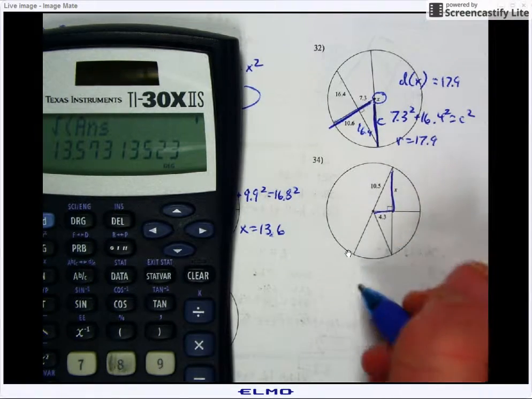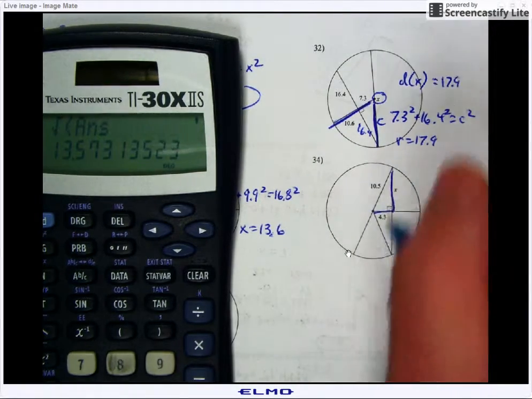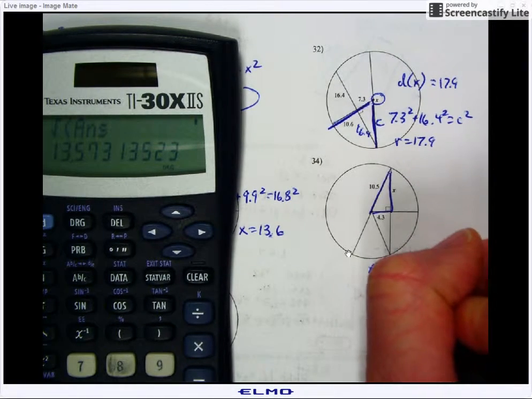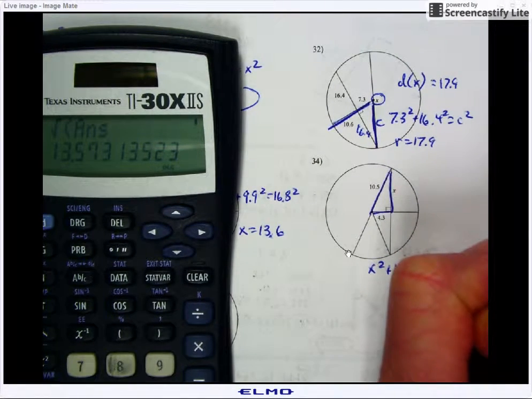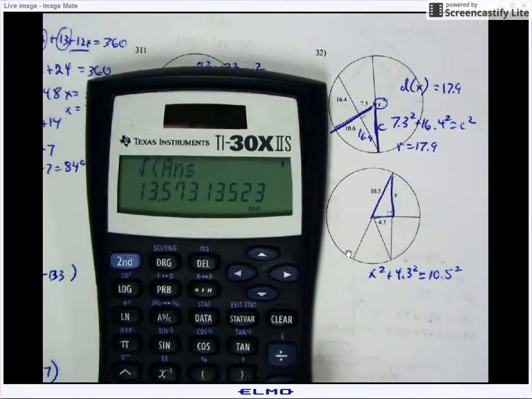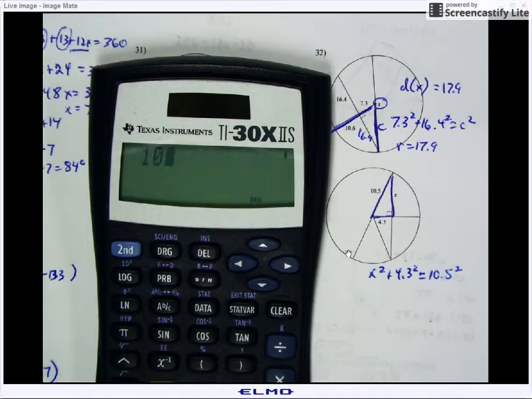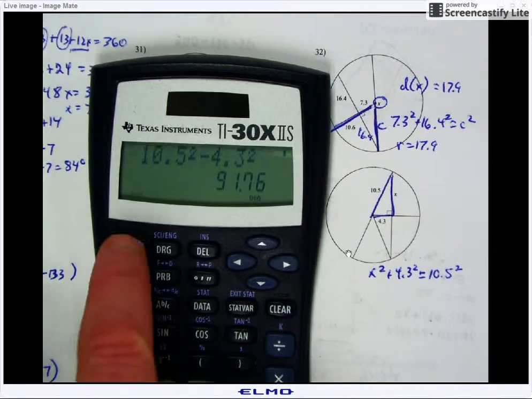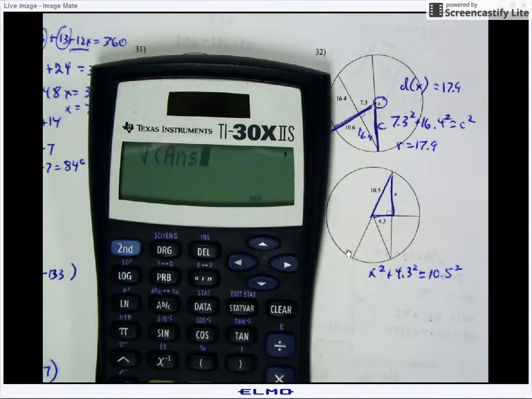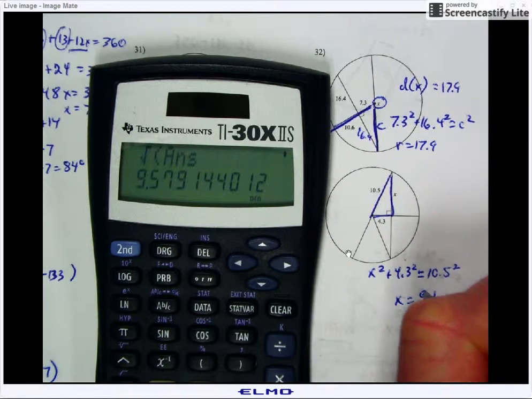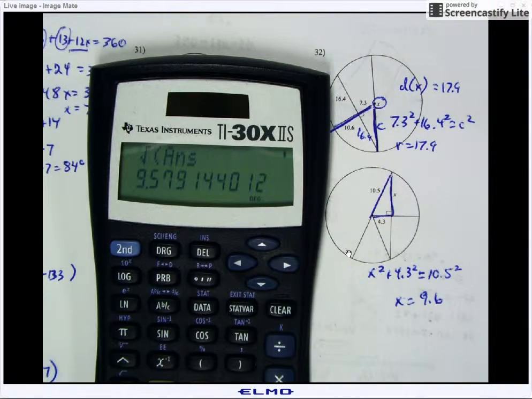So for 34, again, Pythagorean theorem, I know the radius, but I don't know anything else down here. X squared plus 4.3 squared equals 10.5 squared. Using your calculator, 10.5 squared minus 4.3 squared, and then take the square root of your answer. X equals 9.6. If you don't know how to use the ans thing, just write down your numbers.